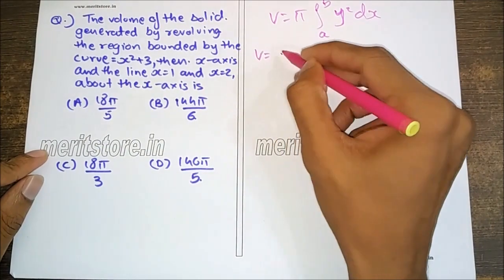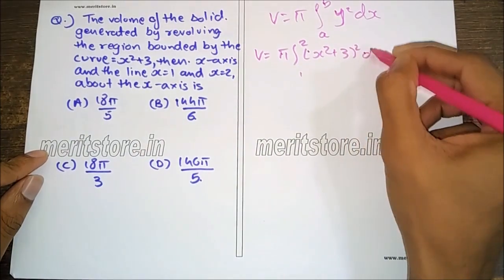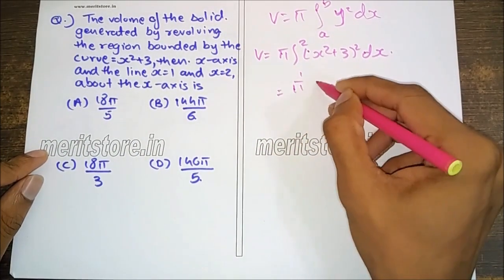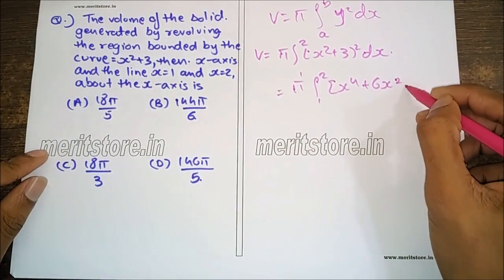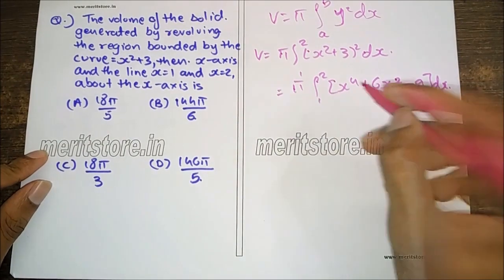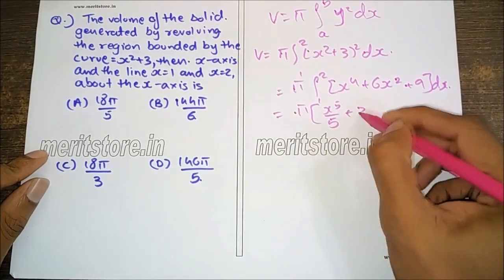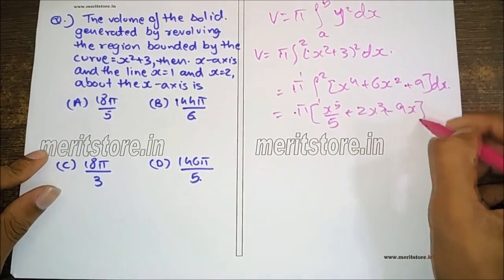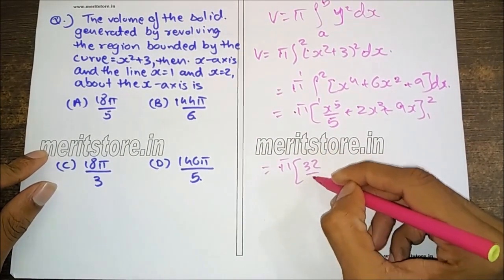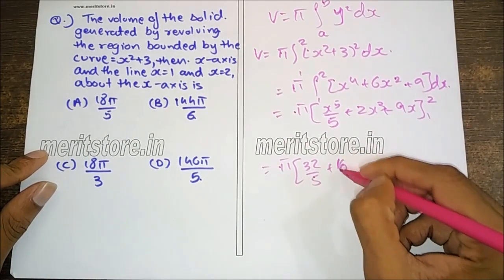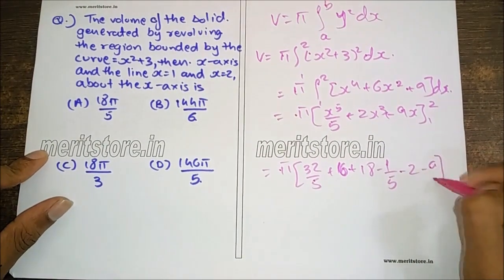Substituting, we get V = π ∫ from 1 to 2 of (x² + 3)² dx. We have π ∫ from 1 to 2 of (x⁴ + 6x² + 9) dx. Therefore, integrating, we get π [x⁵/5 + 2x³ + 9x] from 1 to 2. Substituting the values, we get π [32/5 + 16 + 18 − 1/5 − 2 − 9].